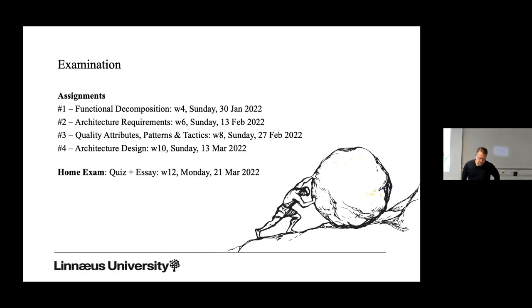So these are the assignments and the date for the home exam. And they are also on the Moodle page. One on functional decomposition, one on architecture requirements, one on quality attributes, and then one on architecture design. And then we have the home exam March 21st. And the home exam is in two parts.